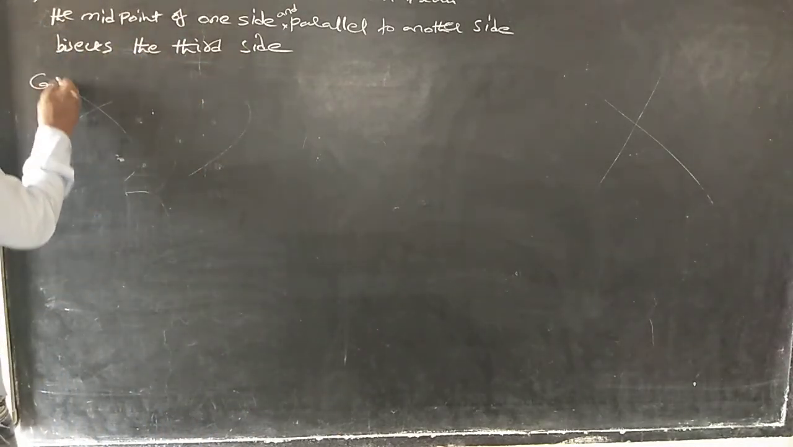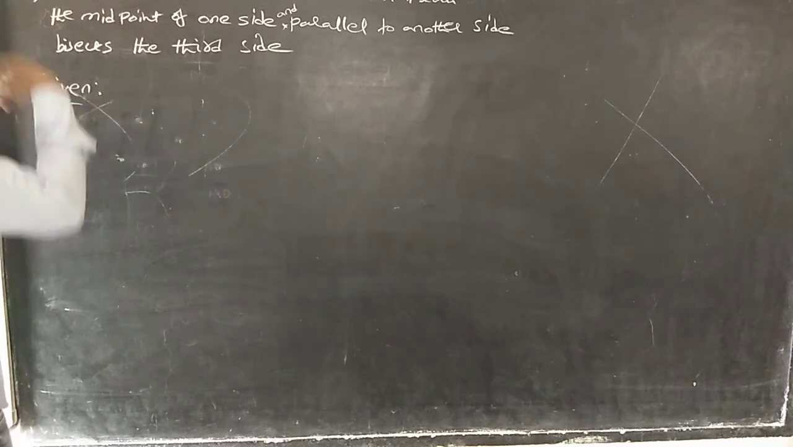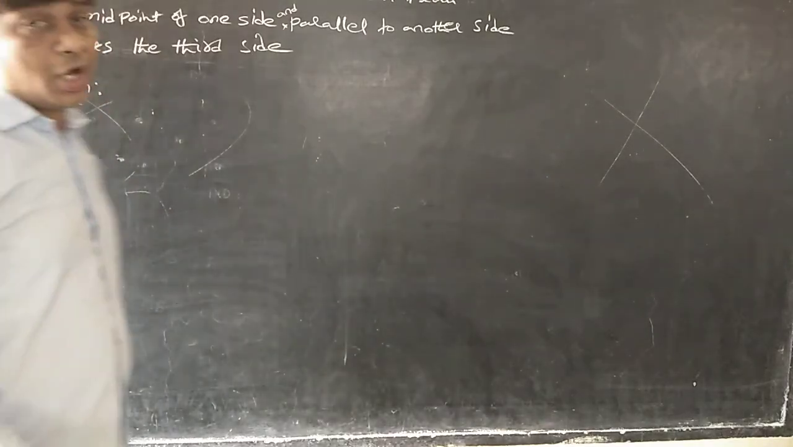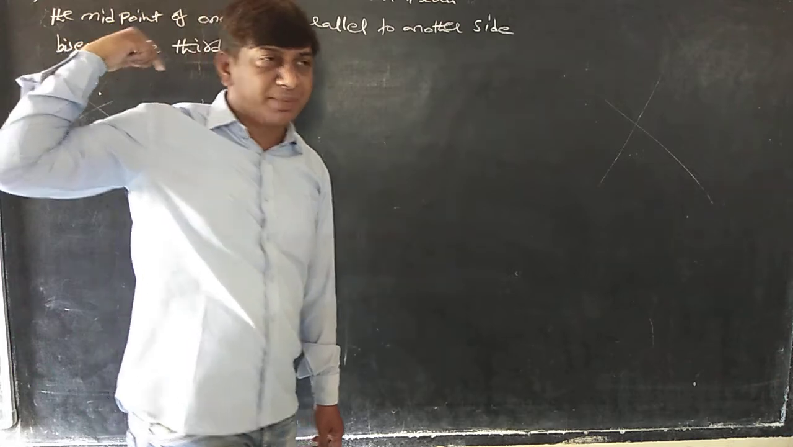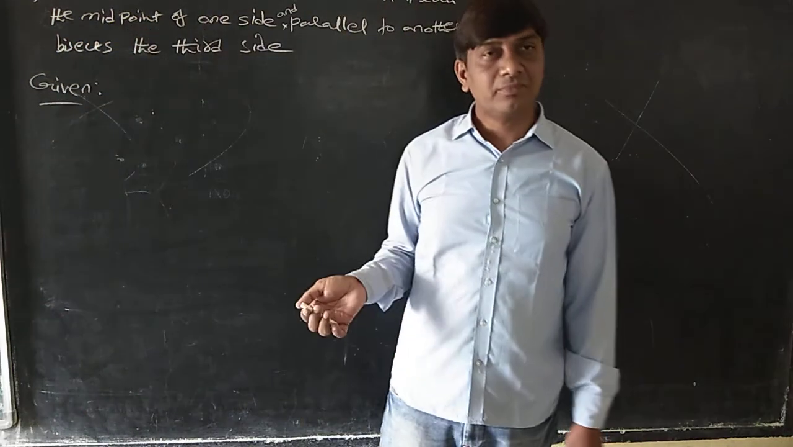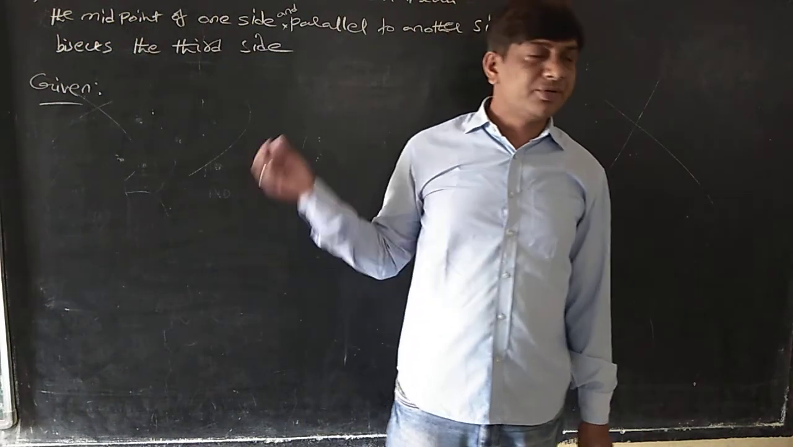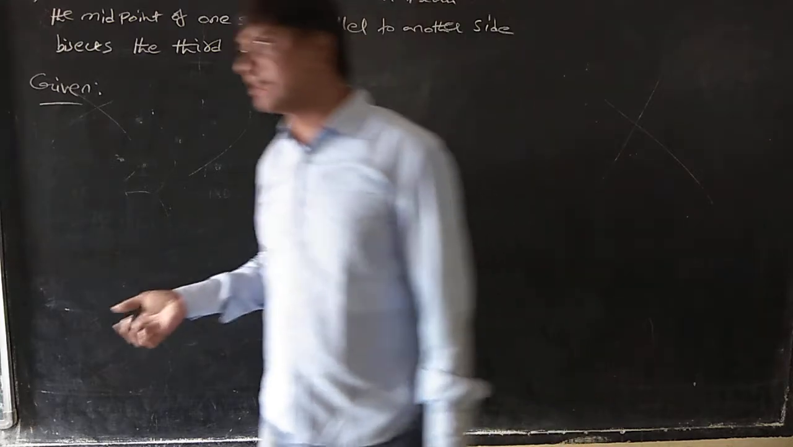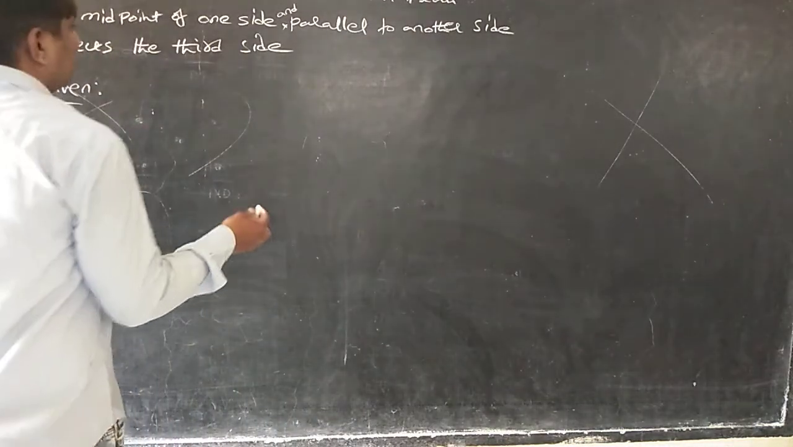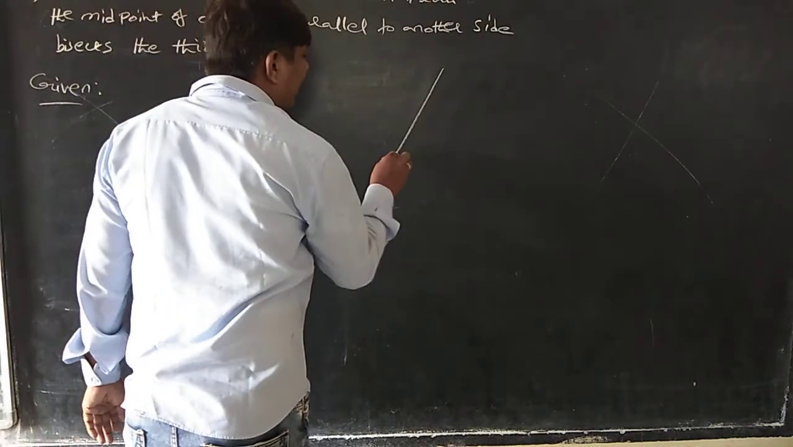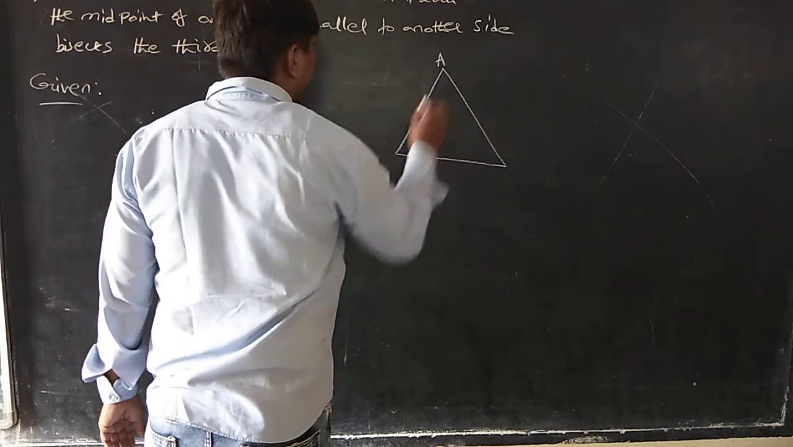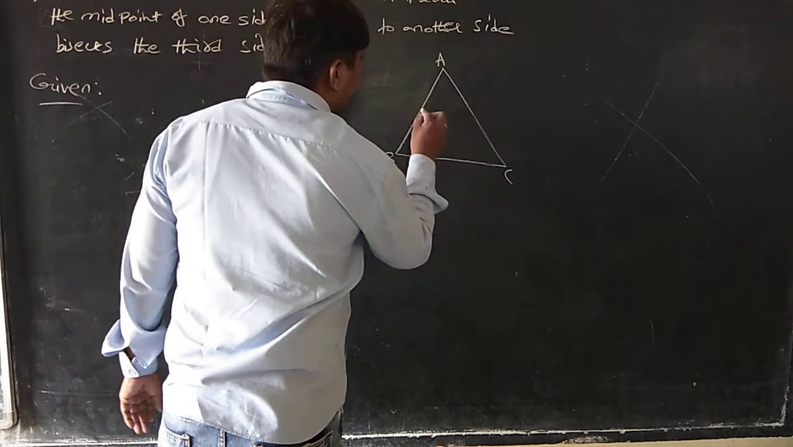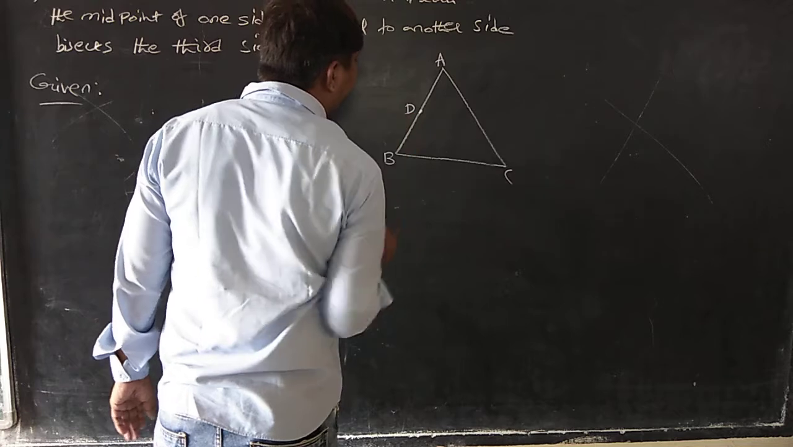Here it is the same, but by using the basic proportionality theorem I am proving it here. D is the midpoint of AB.